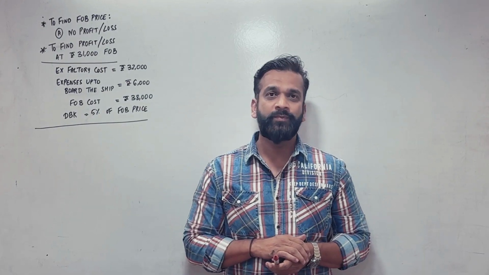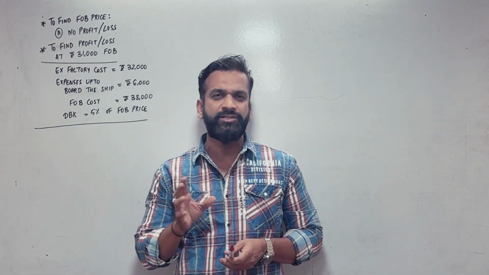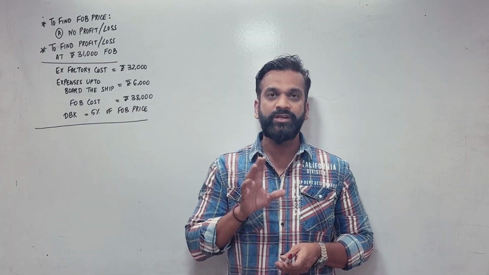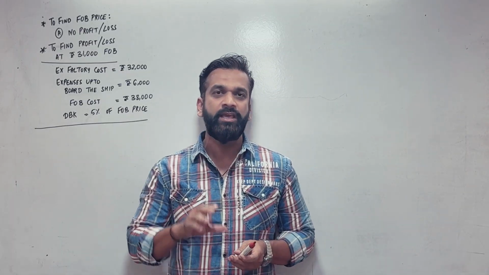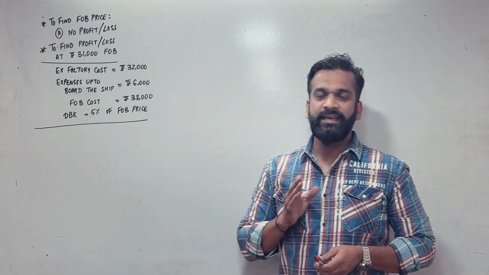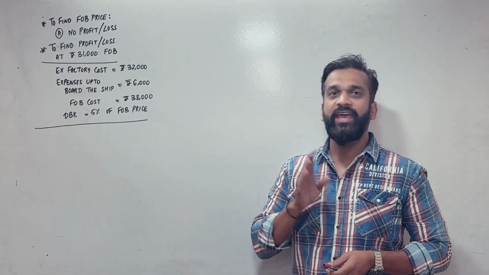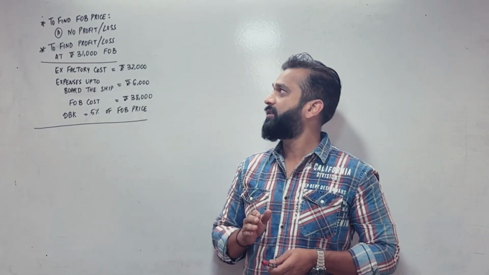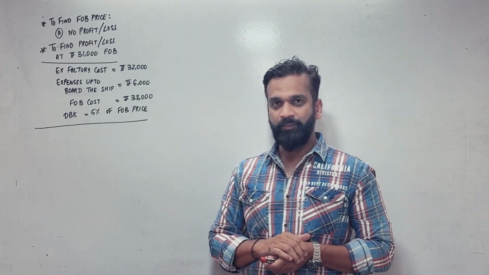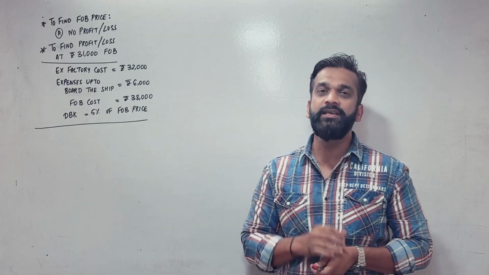In today's video, I'm going to take some questions on export marketing. These are mathematical questions which are asked for normally 5 marks in your exam. The first question is calculation of FOB price when the firm has no profit or no loss. That means here the profit amount is 0.